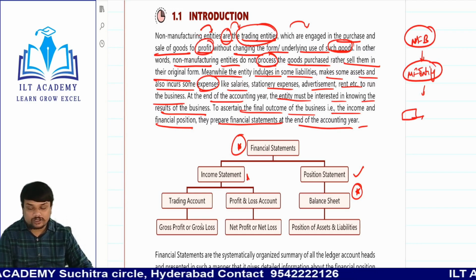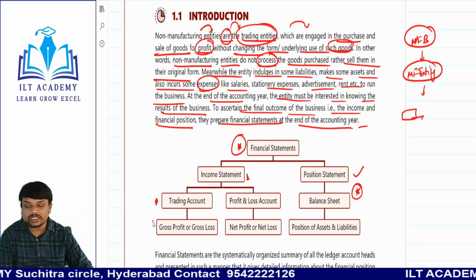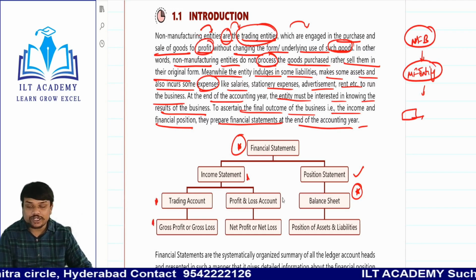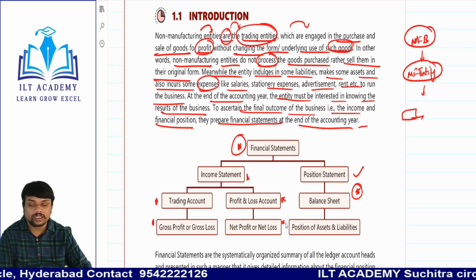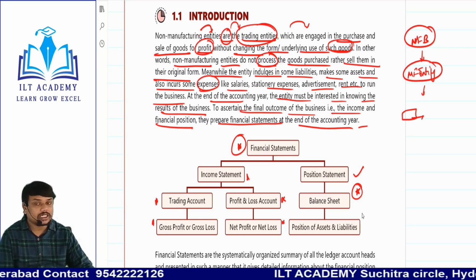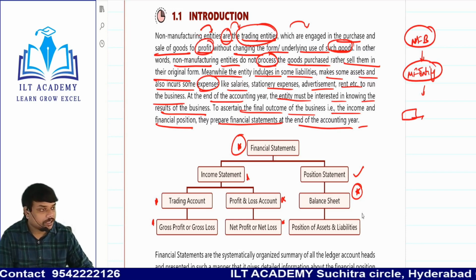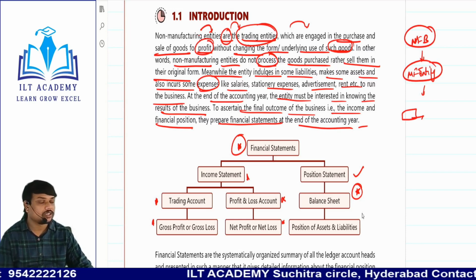The trading account is done to ascertain gross profit or gross loss. The profit and loss account is done to ascertain net profit or net loss. The balance sheet is to understand the position of assets and liabilities. This is the base.